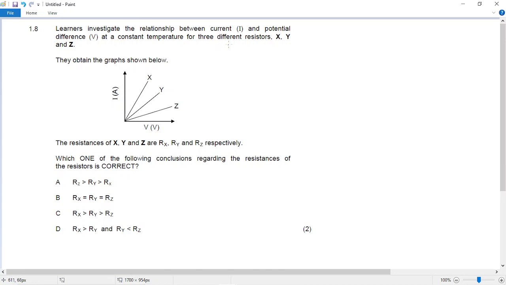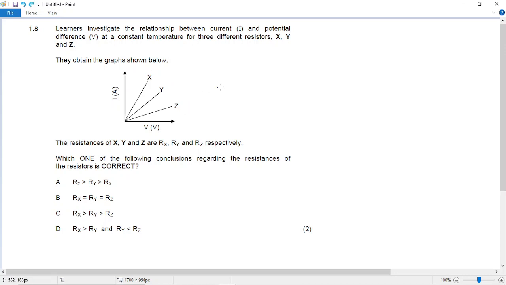Okay, learners investigate the relationship between current and potential difference at a constant temperature for three different resistors, X, Y, and Z. Well, the first thing I've spotted is that they are ohmic conductors because they are straight lines. They obtain the graph shown below. Now they want you to know about the resistances of X, Y, and Z. Can you see here's the graph X, Y, and Z.